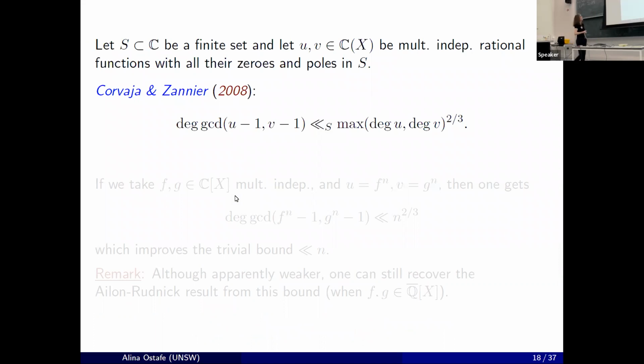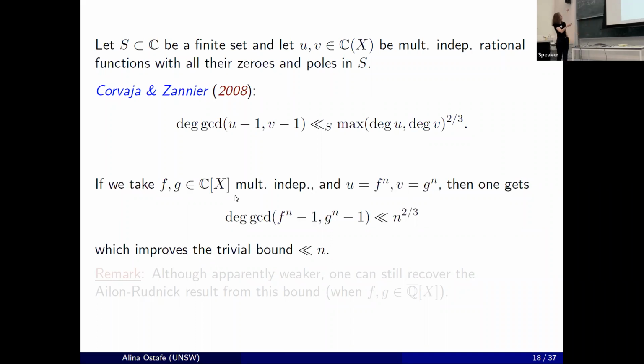This result has been generalized to S-units by Corvaja and Zannier. So if we have U, V to be rational functions which are multiplicatively independent, here S-units means that all their zeros and poles are in the set S. Then they prove that the degree of the GCD of U-1 and V-1 is at most the maximum of the degrees of U and V to the power 2/3. And the result is more general. They consider rational functions on algebraic curves, and the implied constant here depends also on the genus of the curve.